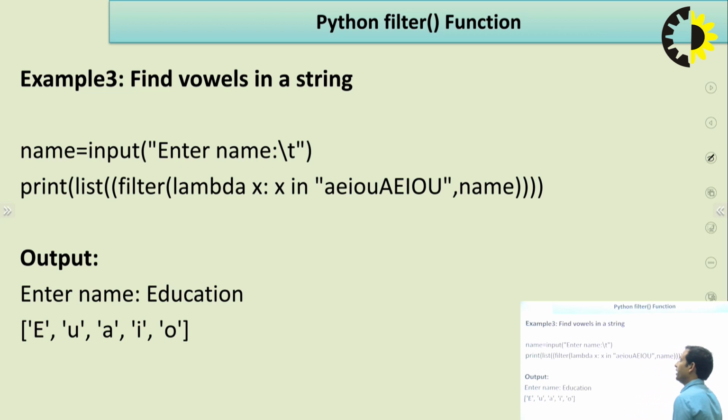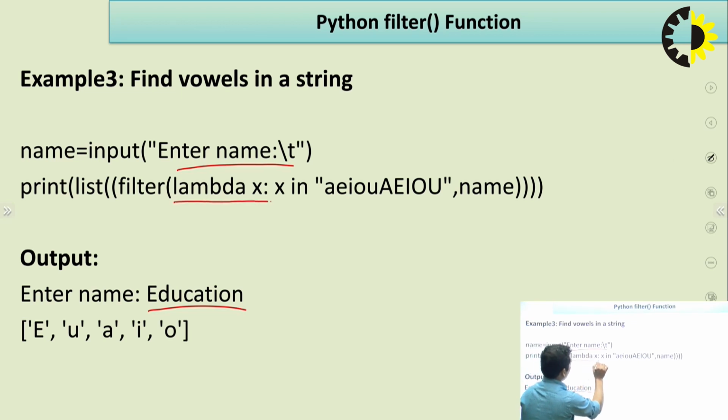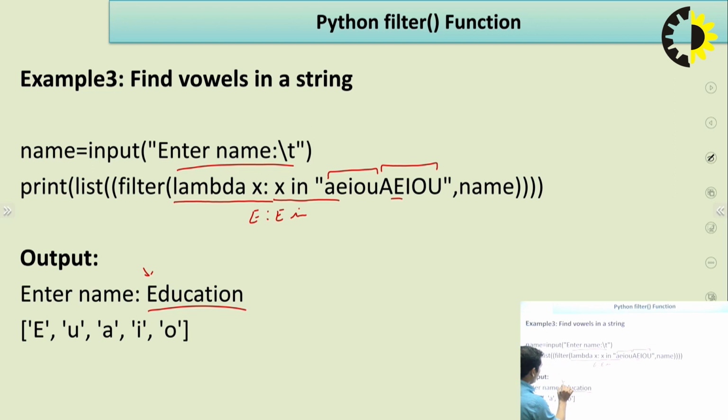Now another example: find vowels in a string. We have a string, enter name. Suppose we enter the name education, and with the help of a lambda function we are filtering. Here in the body part, x in this string of AEIOU in small letters and AEIOU in capital letters. If x is in this, this will return true, otherwise false. For the first case, this is the iterator, so E. In the case of E in this particular list, yes, this is true.